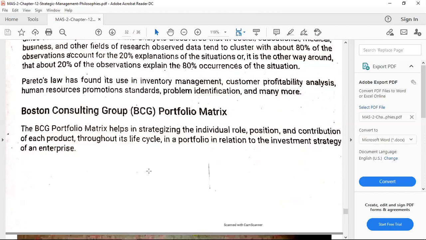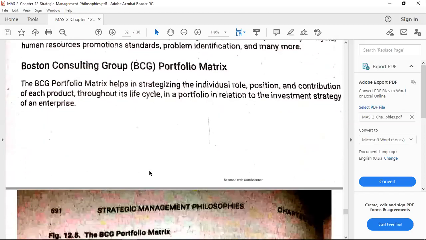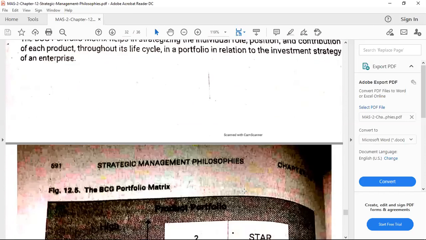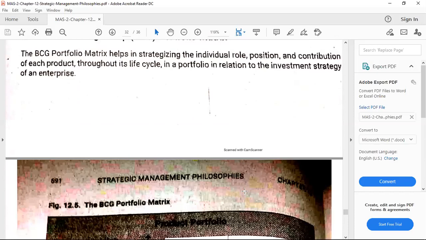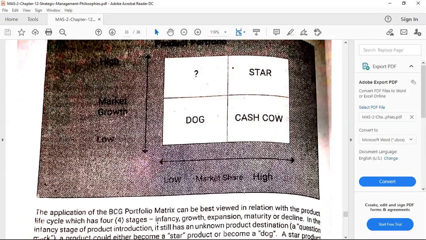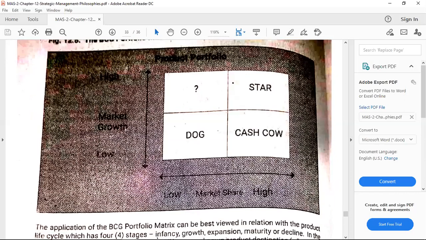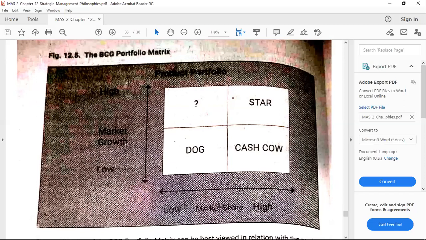Next is BCG, the Boston Consulting Group Portfolio Matrix. In this particular case, the BCG portfolio matrix would help us strategize the individual role, position, and contribution of each product. So here is the illustration. You have the high and the low, and this is the market growth. And you have here dog, cash cow, and star, and the company.